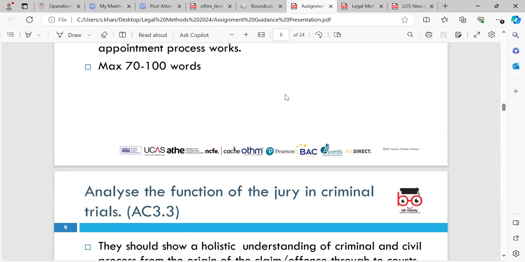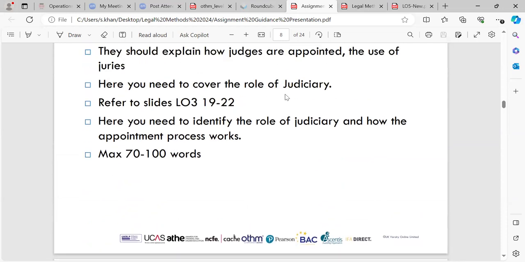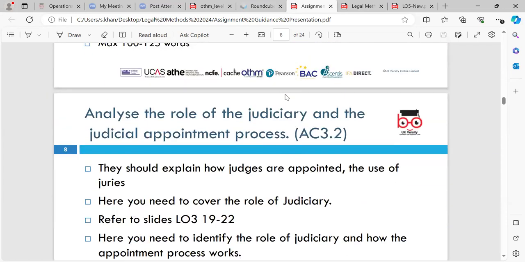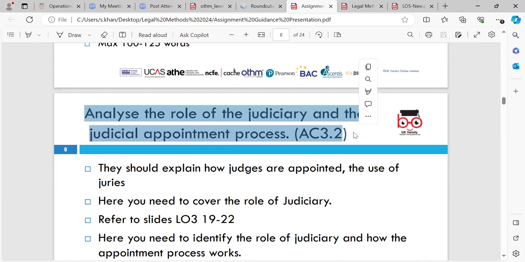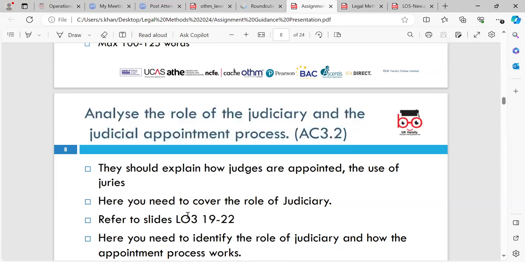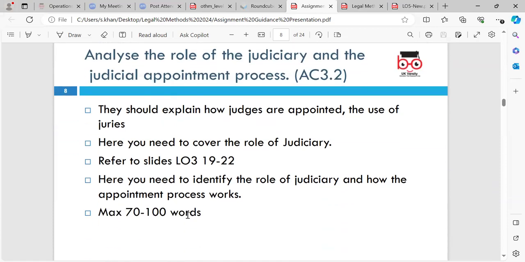I just need to make sure about the subtitle in AC 3.2, please. Yeah, so this is the title, analyze the role. Can you see that? So that would be your title, your heading, and you would write under that. Do not change the wording, okay? Keep it as it is, because if you start changing the wording, it's not going to make sense and the assessor will be struggling to mark it, okay? So that's the heading for that one. Is that okay, Ada?